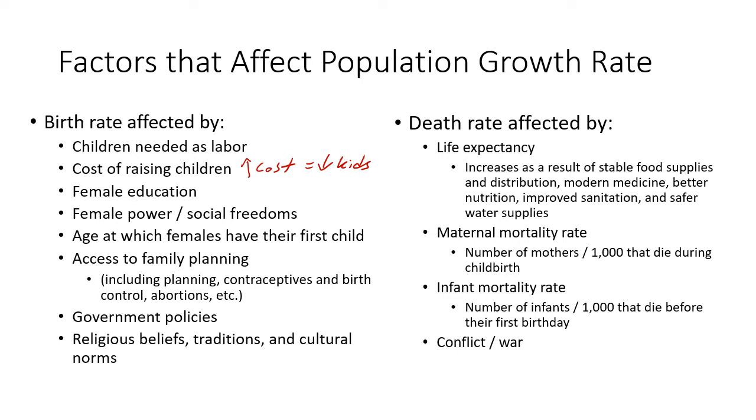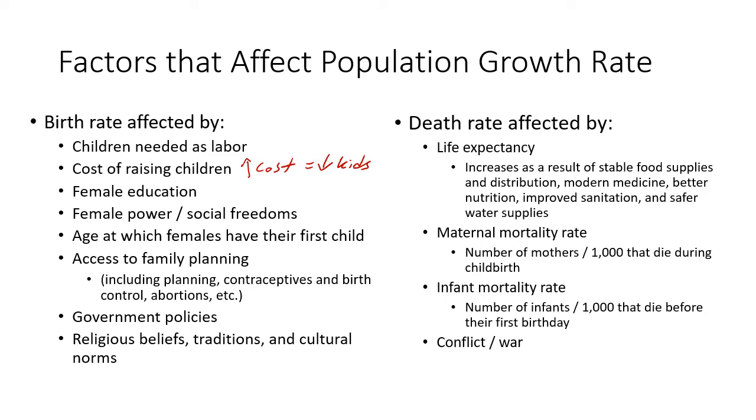Okay. Access to family planning is also really big. So that includes just planning when you're going to have kids, when you're going to start to have kids, how many you're going to have, talking that out with your partner, all of that stuff. Access to contraceptives, access to birth control, access to abortions, all of that limits the number of children. Okay. Government policies can definitely affect the number of kids that people have.